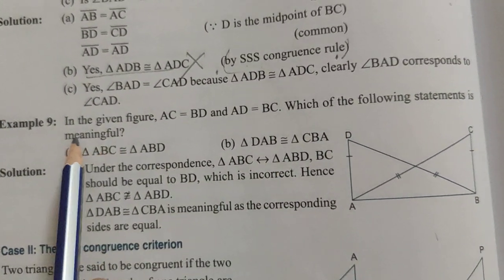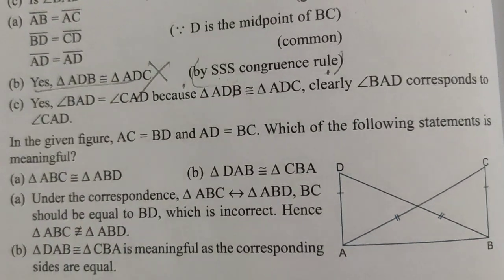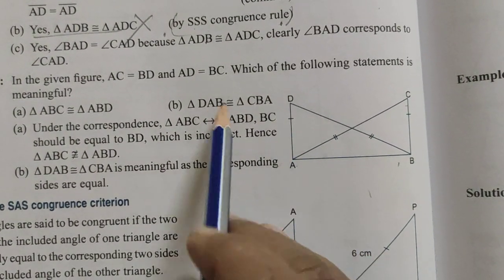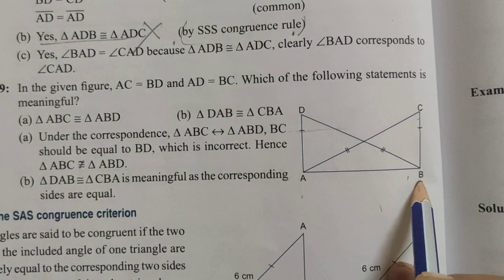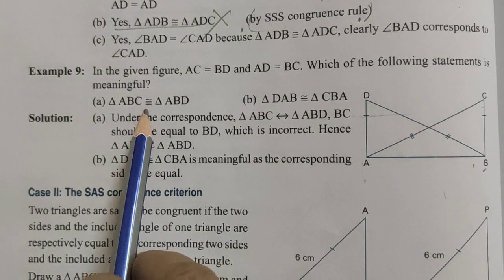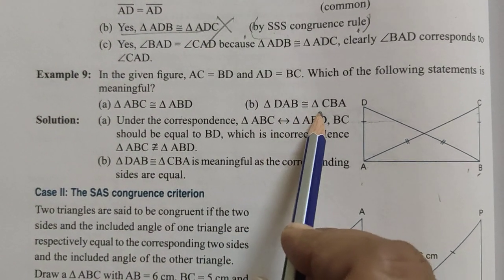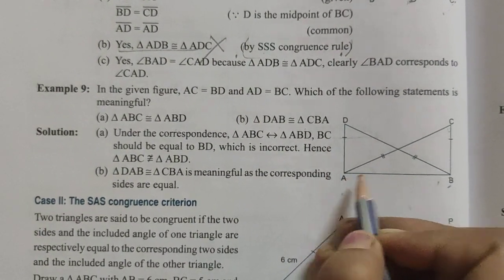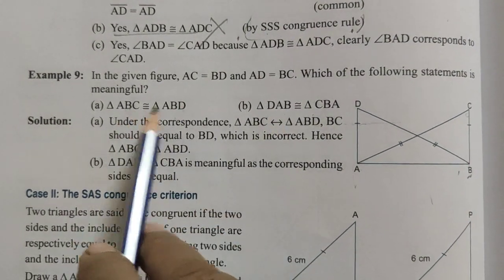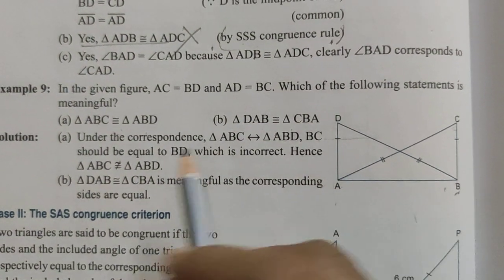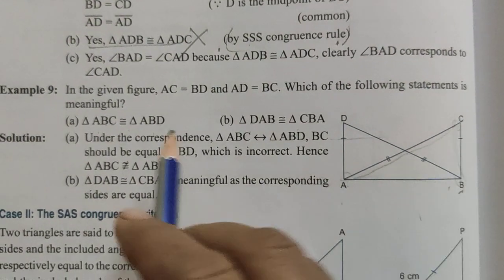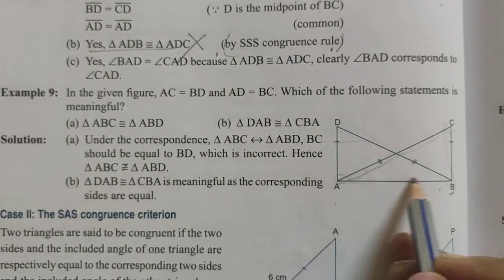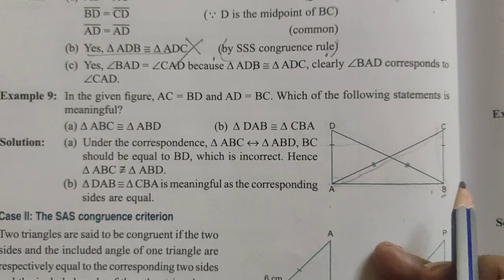Now see this question, example number 9. In the given figure, AC is equal to BD and AD is equal to BC. Which of the following statements is meaningful? Is triangle ABC congruent to triangle ABD, or triangle DAB congruent to triangle CBA? They have given you AC is equal to DB and DA is equal to CB, and they have written the names of the triangles in two ways. One is triangle ABC and ABD, are these two triangles congruent to each other, or DAB and CBA, are they congruent to each other?